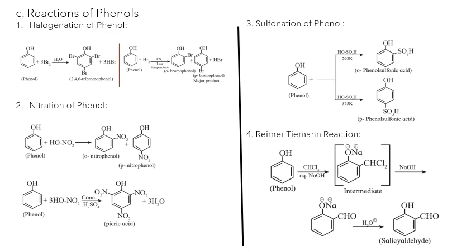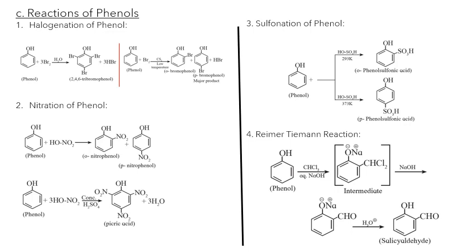First reaction, that is the halogenation of phenol. Halogenation means replacement of hydrogen by a halogen atom. Phenol reacts with aqueous solution of bromine to give 2,4,6-tribromophenol. Thus, C6H5OH plus three Br2 gives 2,4,6-tribromophenol plus HBr.